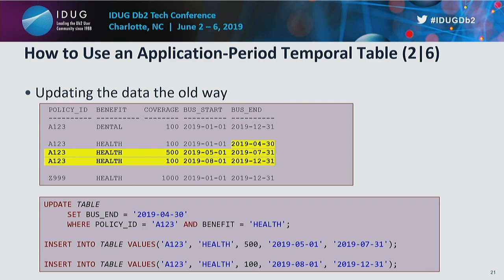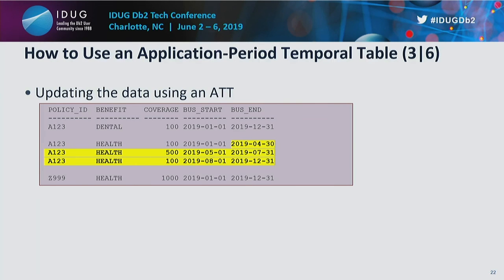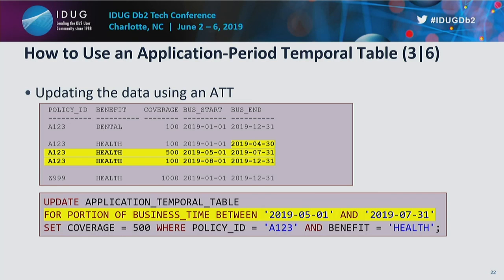So again, you have to change the end date for the initial row, insert your new value of $500 for that valid period of time, and then I'm going to insert again a new row to cover off the last period, from August 1st through to the end of the year. So that's how I used to split a row into multiple segments. Doing the exact same thing using temporal tables, one statement. I'm updating my ATT for a portion of business time between these two dates, set my coverage to $500. Simple. Makes life so much easier, so much less complex.